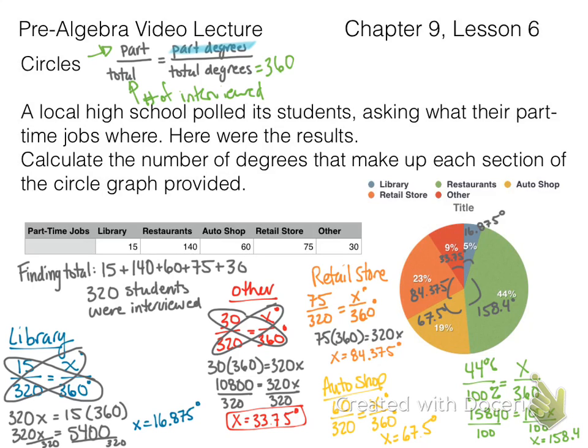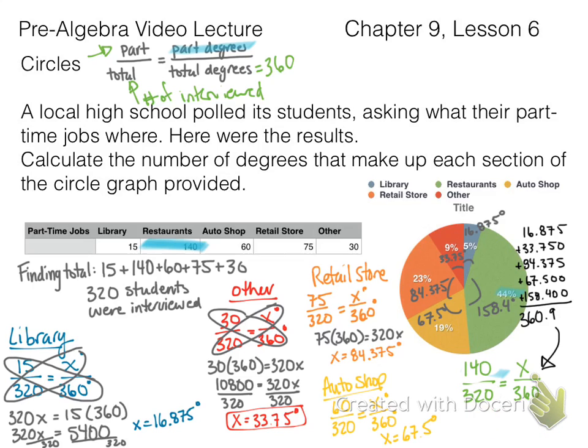And the final one, restaurants, is going to end up giving us 158.4 degrees. The only thing is, what did I do different here? Here I used the percentage that was given instead of the actual number. And as you can see, if I add up all those degree marks, it actually does not end up being 360 degrees. And that's because I changed halfway through. I used the percentage instead of the number of people.